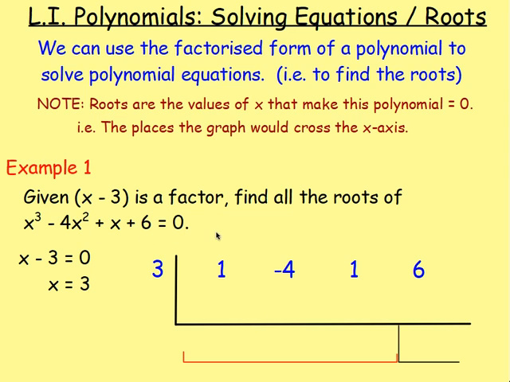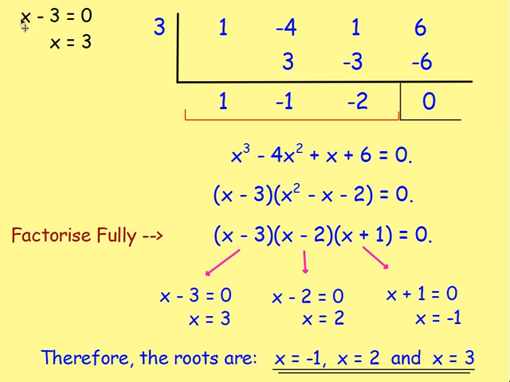So with this example here, we had to first of all factorize it. We know x minus 3 is a factor, so divide this by x minus 3. And this is what we get. We get 0 here, which confirms it is definitely a factor. Therefore, we can say it's x minus 3 times, and we'd have 1x squared minus 1x minus 2. Factorize this bit fully, and we get x take 2, x plus 1.